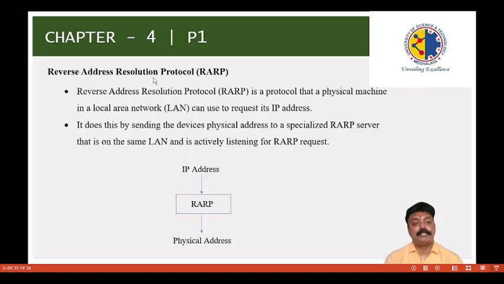Then the Reverse Address Resolution Protocol. It is a protocol that a physical machine in the local area network can use to request its IP address. It does this by sending the device's physical address to a specialized RARP server that is on the LAN and is actively listening for the RARP request, and it will respond.